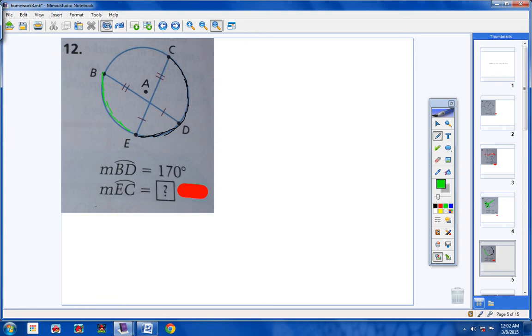Now watch this carefully. Notice something here, students, about these two chords. Notice this chord here is made up of a segment that has one mark and two marks. Notice this chord here is also made up of two segments that have one mark and two marks. That means these two chords are congruent. So if two chords are congruent, we learn that their minor arcs are also congruent. So notice BD is the arc of segment BD, and notice that chord CE is the chord for arc EC.